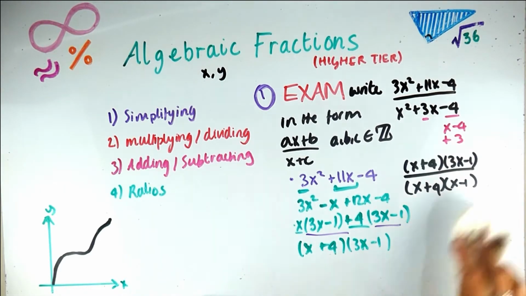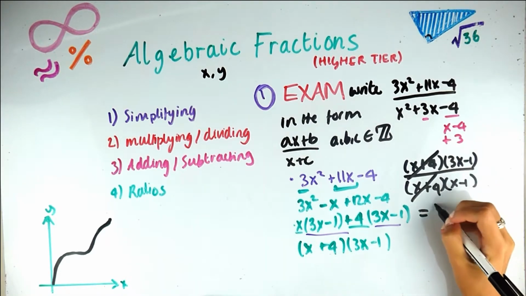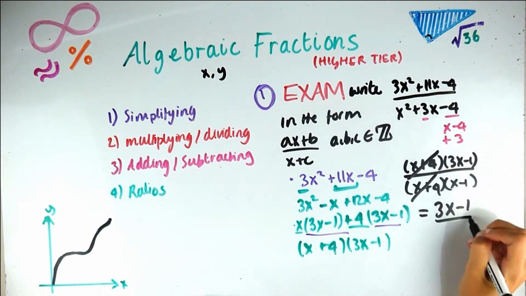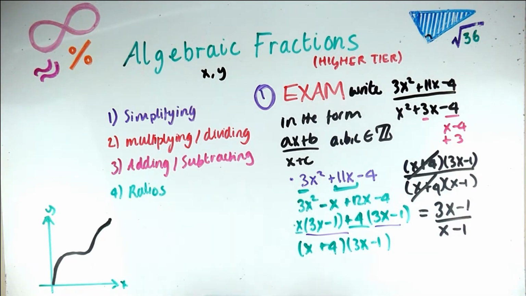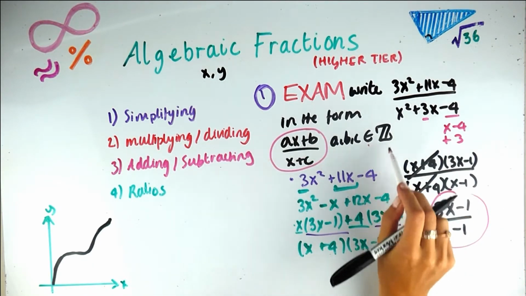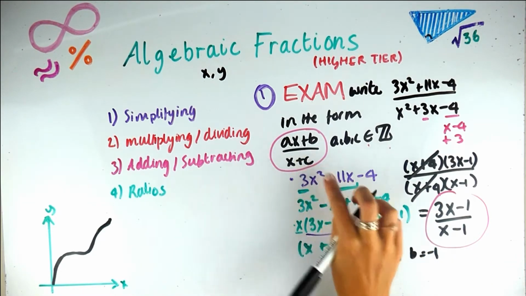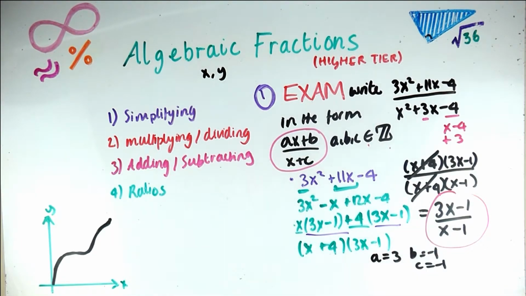Brilliant, this is looking promising because we have something on the bottom and top that cancel, and that's what we're after. We're left with 3x minus 1 over x minus 1. Check that this is in the same form as this, where a, b and c are integers, and an integer is just a whole number on the number line. So if we want we can write this: a is 3, b is negative 1, and c is negative 1. So that's another way they can do simplify.